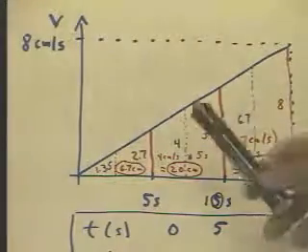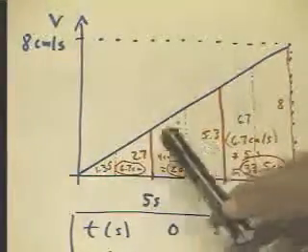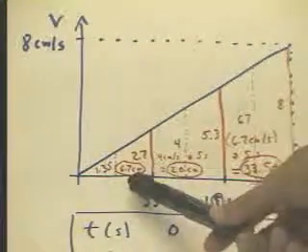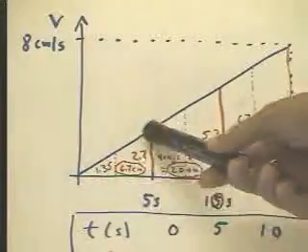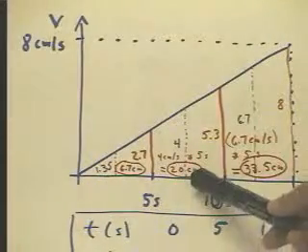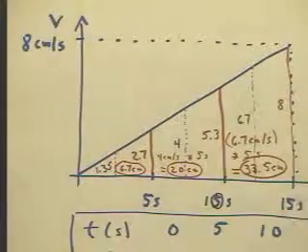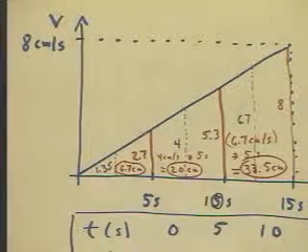We do a similar calculation for each of these two trapezoids, and we see that we move 6.7 centimeters during the first 5 seconds, 20 centimeters during the next 5 seconds, and 33.5 centimeters during the next 5 seconds.